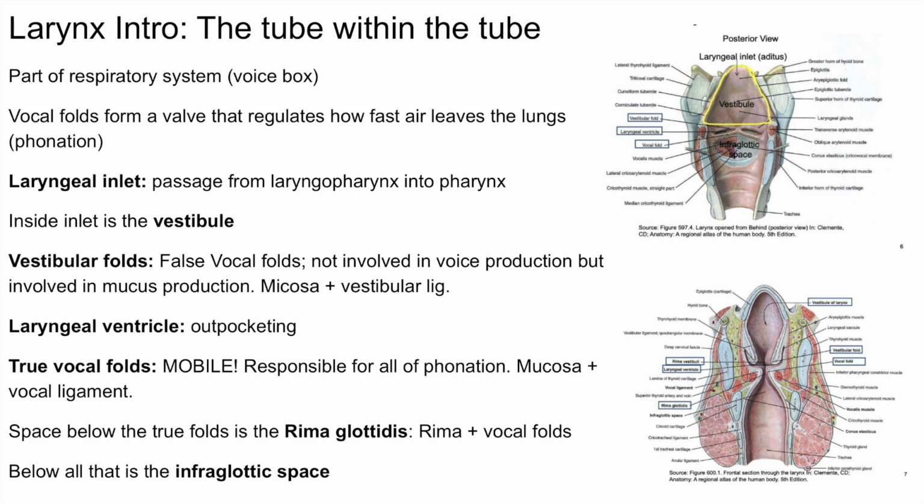which is why this region is heavily emphasized. So just a clean model is going to be that inlet into the vestibule, which is going to be where you're going to find your false cords or your vestibular folds. Then you're going to go to the ventricle, and then true cords for phonation, or true vocal folds. And then you're going to have the rima glottidis, which is to control airflow, and then you're going to have that infraglottic space all below that, and then you're going to be in the trachea.